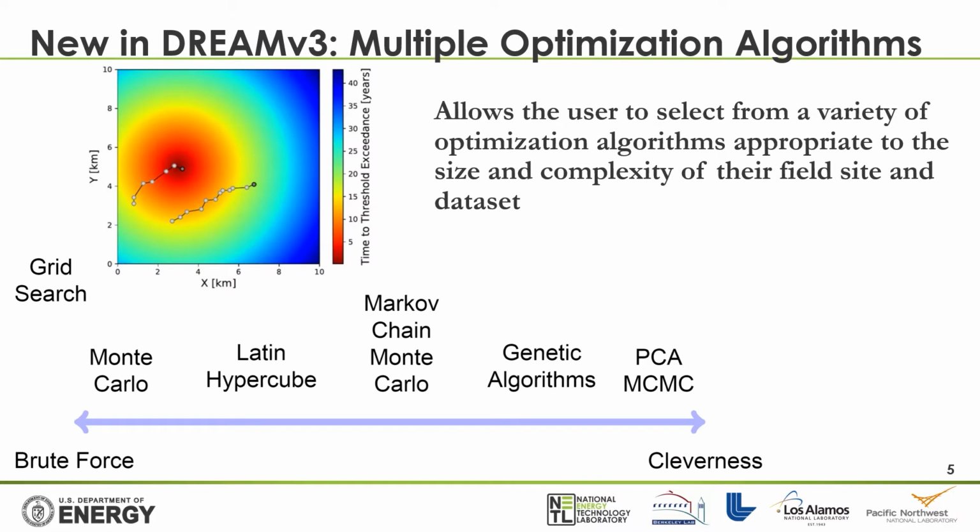For the new version, we're also adding the ability to choose from a variety of different optimization algorithms so that you can try a few and see which algorithms produce the best results for your site. MCMC, or simulated annealing, is kind of the default, and it starts with a random monitoring plan and iteratively makes a series of small random changes to it until it develops an optimal monitoring plan. That can be quick and efficient if it's appropriate to the complexity of the field site that you're monitoring.